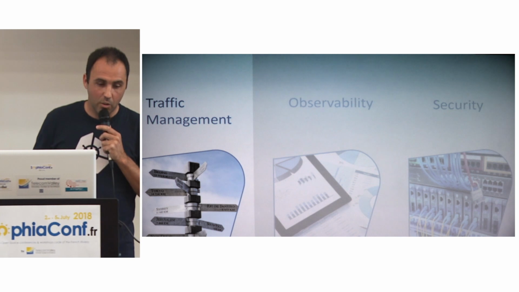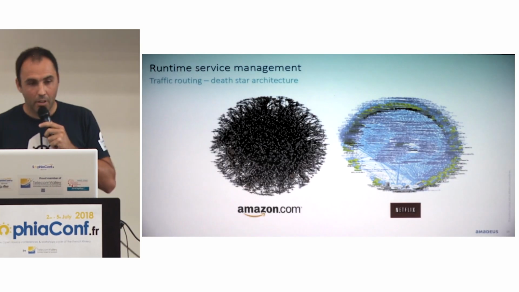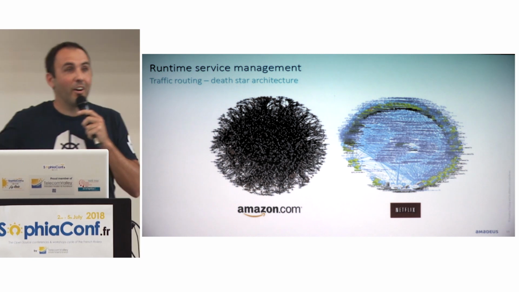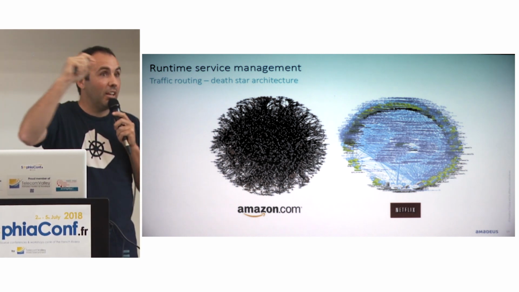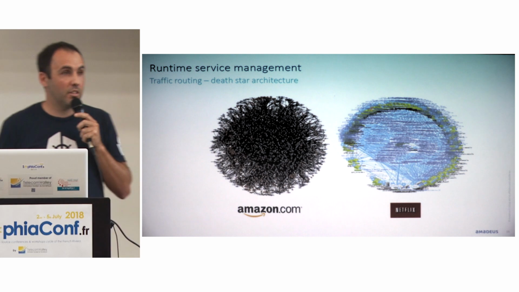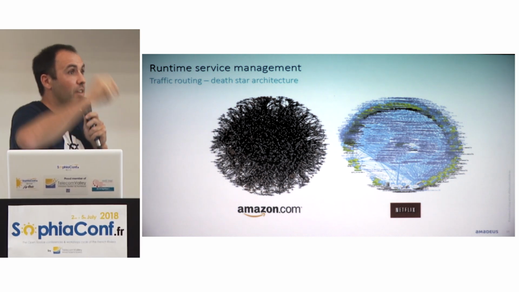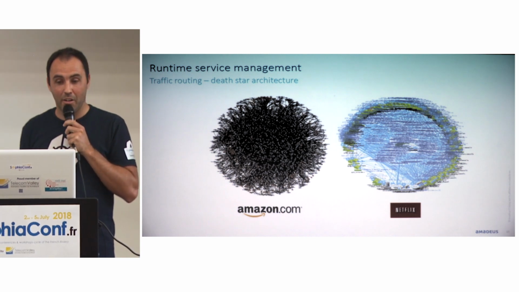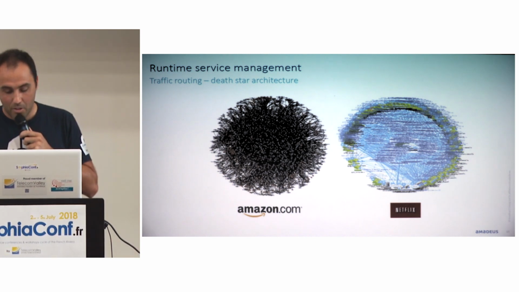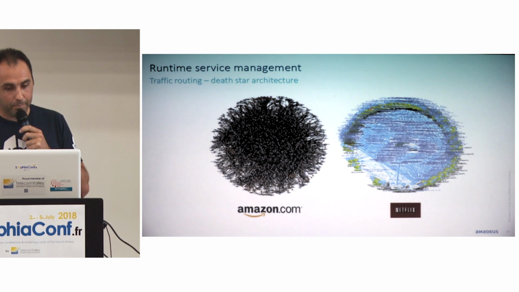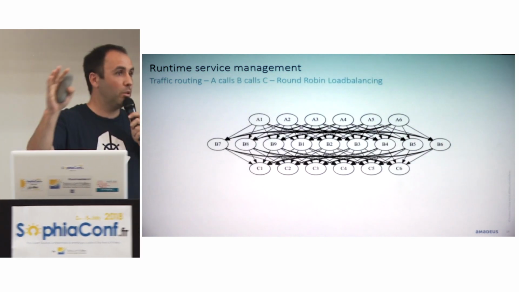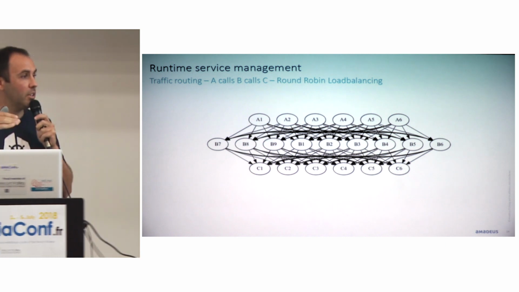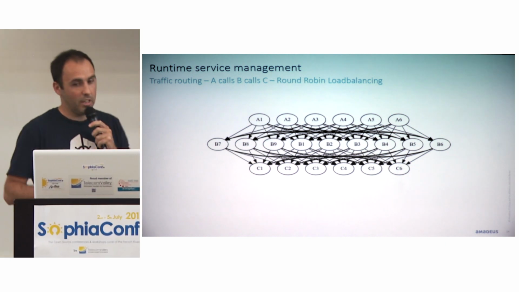So let's dig into the traffic management part. You may have seen this picture on the web, the Death Star architecture. Just imagine that every single point is a service in your distributed system, and each service calls another one, and so on, and you end up with this big star. So let's make it a bit simpler. Let's have only 3 services, A, B, and C. A calling B, calling C, calling B, and then C.